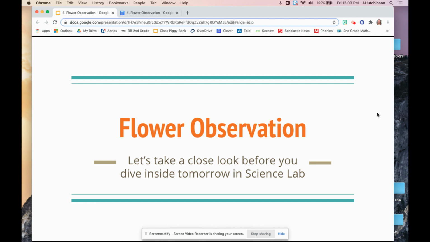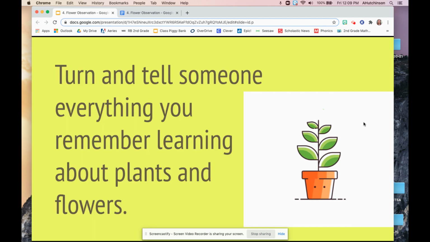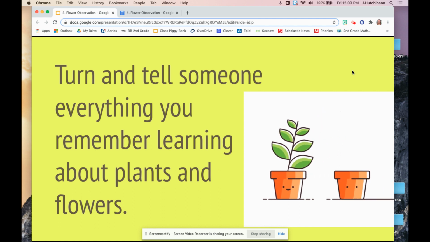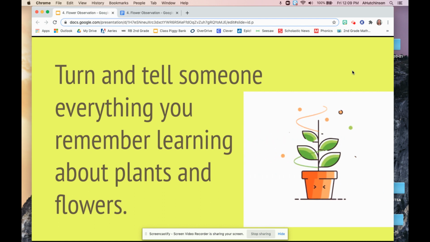Today, we are going to do a flower observation and take a close look at a flower before you dive inside tomorrow during science lab. Since it's our first week back after winter break, let's remind ourselves what we know about plants already. So, turn and tell someone at home everything you remember learning about plants and flowers.